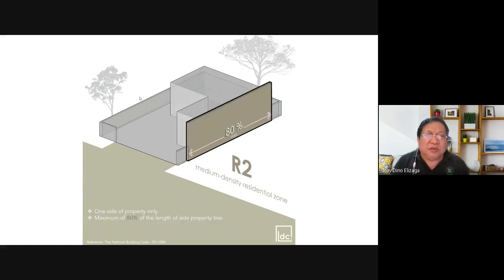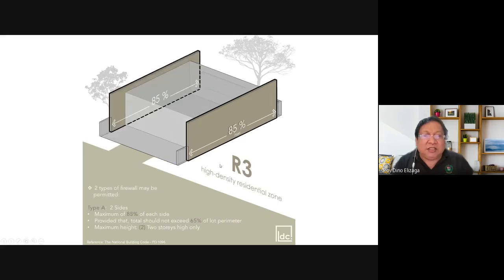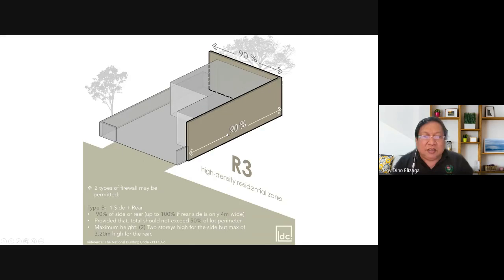If you want to use part of the property or even use the setbacks on one side, you have to put a firewall, but you cannot have a firewall all throughout from front to rear, only 80% of that side. This is for the medium density residential zones. For R3, you can have firewalls on both sides, and then you can even have one side and the rear, but you cannot have the three sides with a firewall.